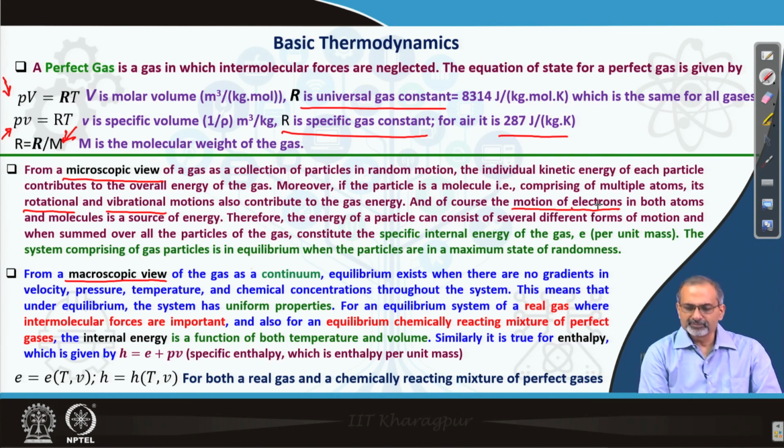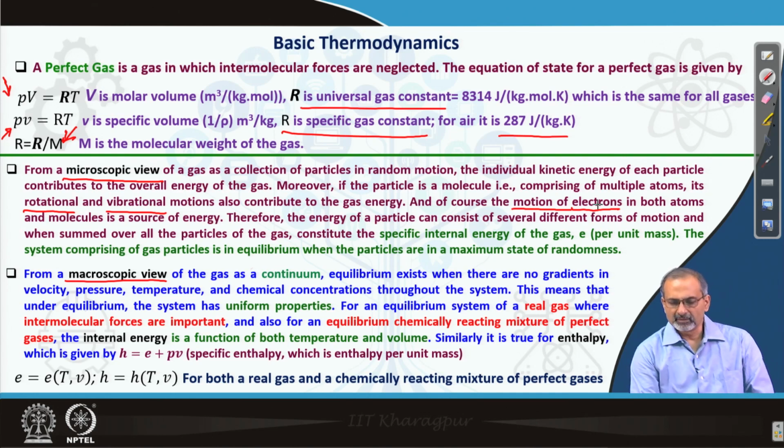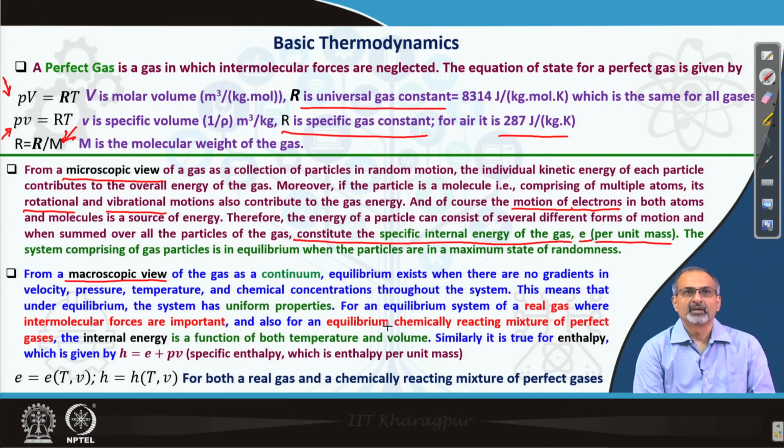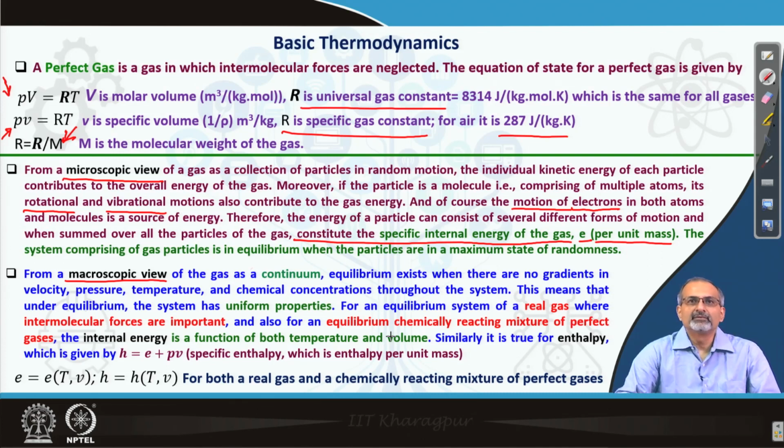So all put together, the energy constitutes the specific internal energy of the gas, the small e per unit mass. The system comprising of gas particles is in equilibrium when the particles are in a maximum state of randomness. So this is the molecular or microscopic viewpoint, and we often deal with details of all this in microscopic thermodynamics.